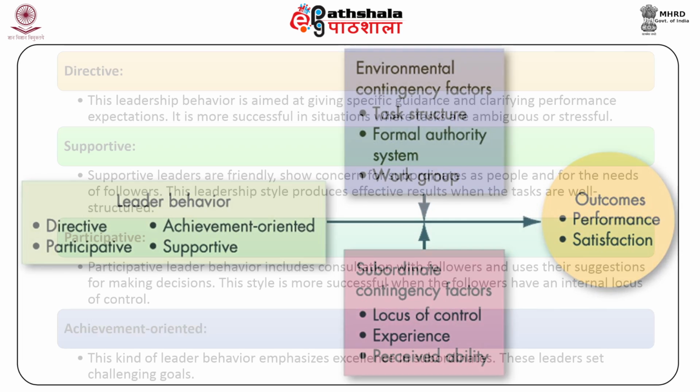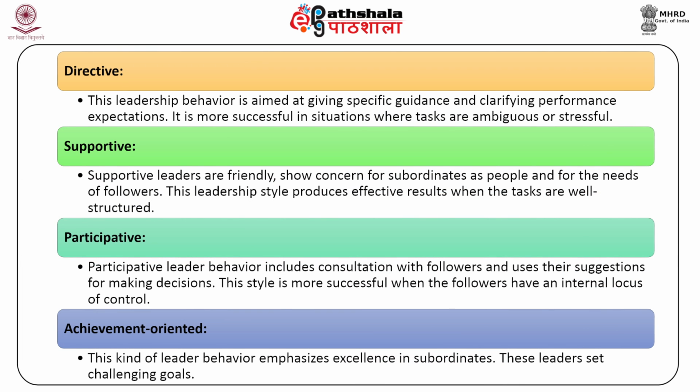They are as follows. First is directive. This leadership behavior is aimed at giving specific guidance and clarifying performance expectations. It is more successful in situations where the tasks are ambiguous or stressful. The second is the supportive leaders. Supportive leaders are primarily friendly. They show concern for subordinates as people and for the needs of followers. This leadership style produces effective results when the tasks are well structured.